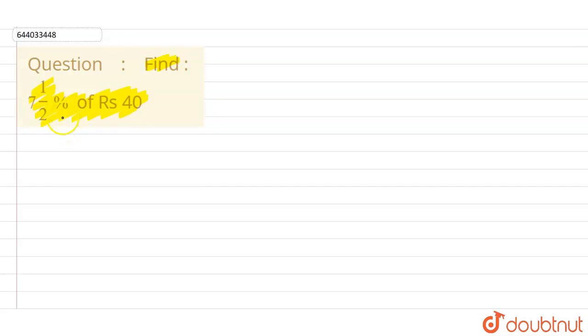Our question is, find 7 whole 1 by 2% of rupees 40. So here, this 7 whole 1 by 2 can be written as 15 by 2, and here it is percent of rupees 40. So this 15 by 2, here it is in percent.